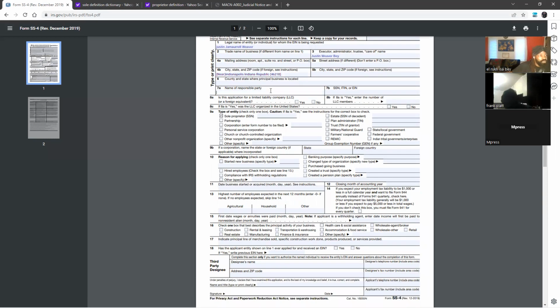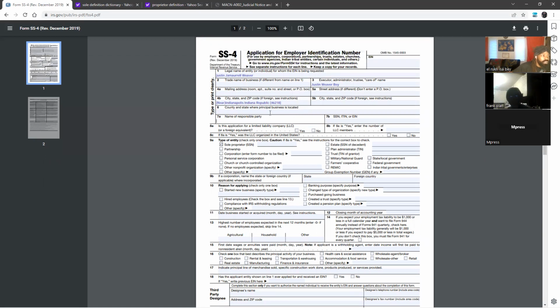Okay, name of responsible party. Now for this, you only have to fill in the trade business name. This right here can be the state, because that's the state that it was born in. On this side, under the executors, is where you want to put your republic. You want to put the republic on line 5. Now, when you're doing the sole proprietor, you only have to fill out lines 1 through 5.